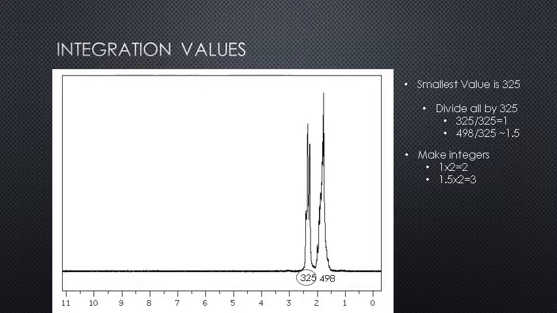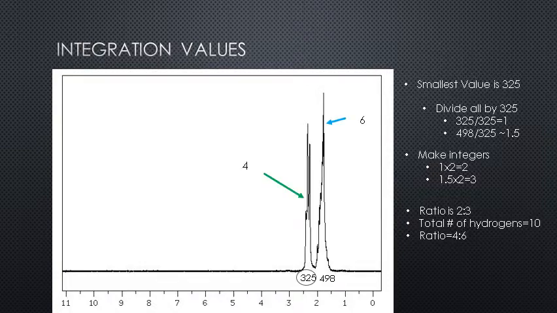Now this would say that we have 5 hydrogens in our molecule, but we know that we have 10. And so we need to change our ratio from 2 to 3 to accommodate the total number of hydrogens. If we multiply that by 2, we'll get a ratio of 4 to 6, which equals our 10 total hydrogens. As you can see there, our first group is going to have 4, with the second group having 6.